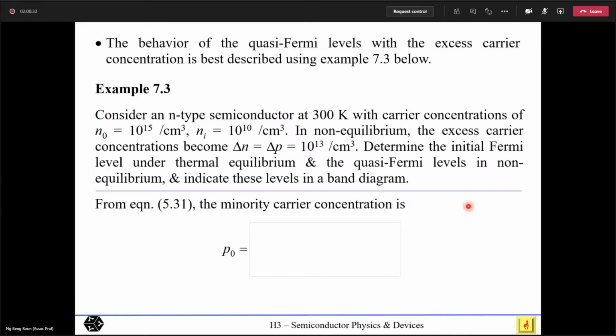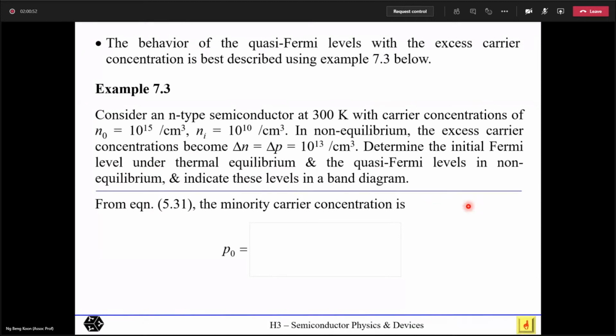And in the non-equilibrium case, you have an excess carrier concentration of 10 to the power 13. What is the initial Fermi level under thermal equilibrium and the quasi-Fermi level in the non-equilibrium case, and indicate these levels in a band diagram. So in other words, draw the band diagram.